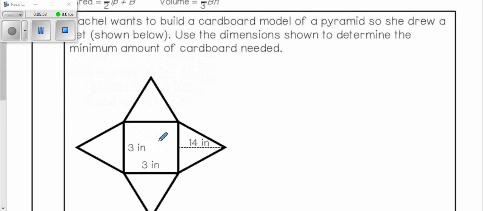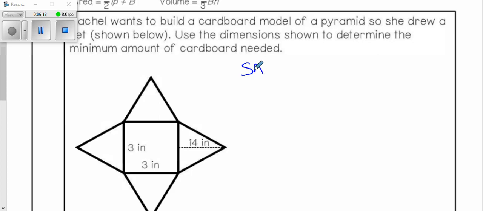This is a net of not a rectangular pyramid, sorry, a square pyramid. If it was folded up, we would have the base and the four triangles folded up, those flaps folded up. This 14 is the slant height because this is on the outside.